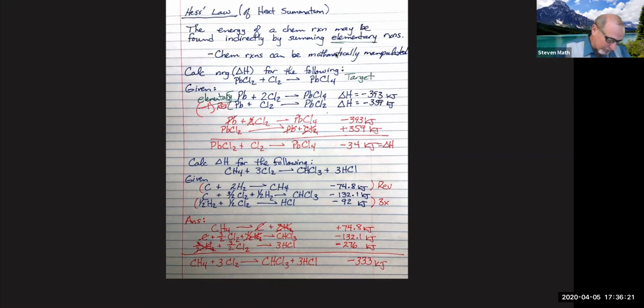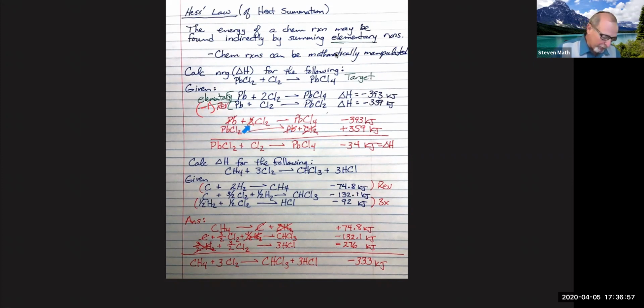So when I reverse the reaction, now the Pb and the Cl2 go over to the product side. The PbCl2 comes over to the reactant side. And what used to be a negative 359 now becomes a positive 359. Okay? Now the part that's kind of fun. If we do this correctly, and you have the same thing on both sides of the equation like we do here, lead on the left side, lead on the right side, well, I can cancel that.